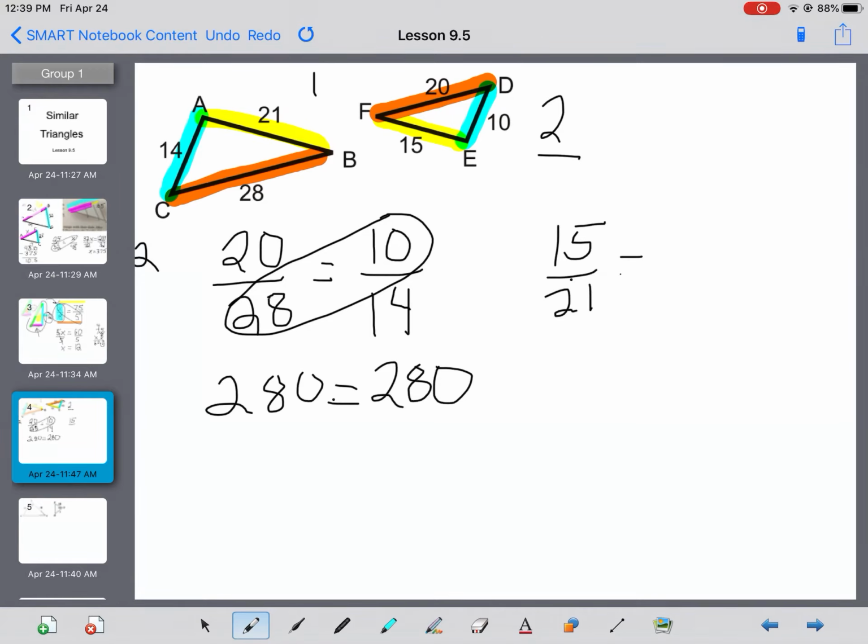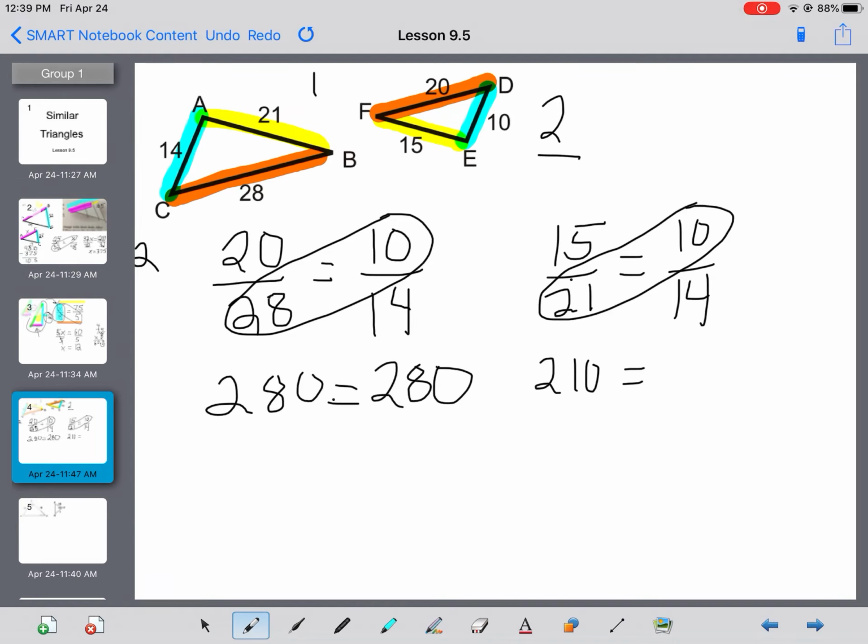So I'm going to do 15 over 21, and I'm going to compare it to the blue line. 15 over 21 equals 10 over 14. So once again, I do cross products. 21 times 10 is 210. And then 15 times 14.